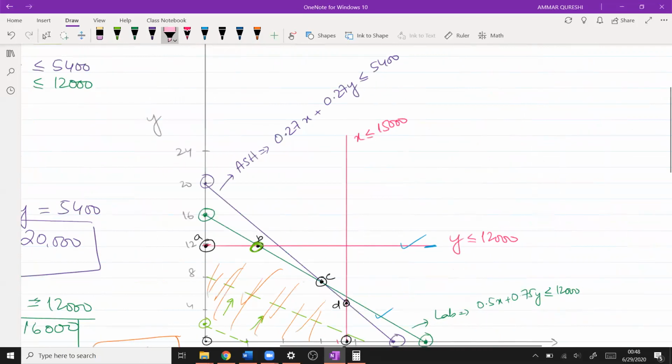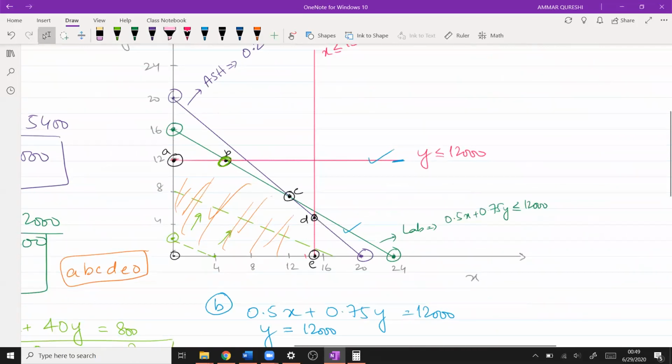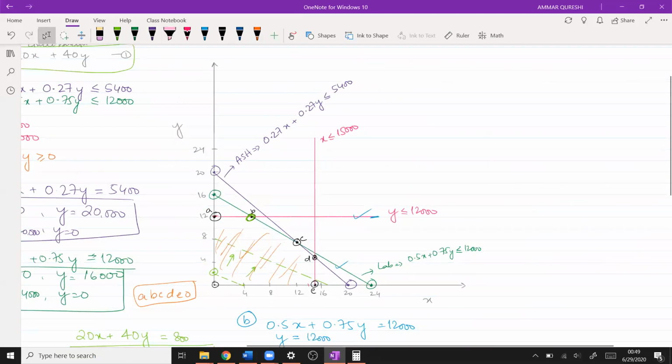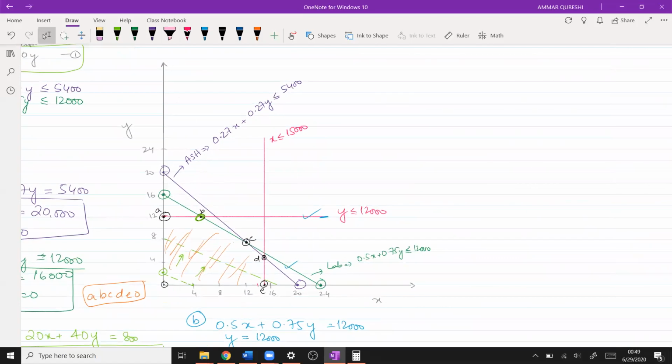But for that, if you want to calculate the shadow price of anything, you must identify whether the resource is in binding constraint or not. If the resource is a binding constraint, only then you can calculate the shadow price. If the resource is in slack, you cannot calculate its shadow price, right?